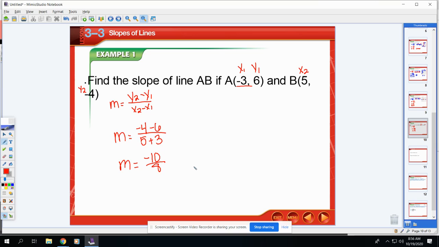So -10 over 8, I can tell here, since these are both even, that this does in fact reduce. So I'm going to divide both of these here by 2, and this is going to give me a final answer here of -5 over 4. So our slope, or our rise over run, is -5 over 4.